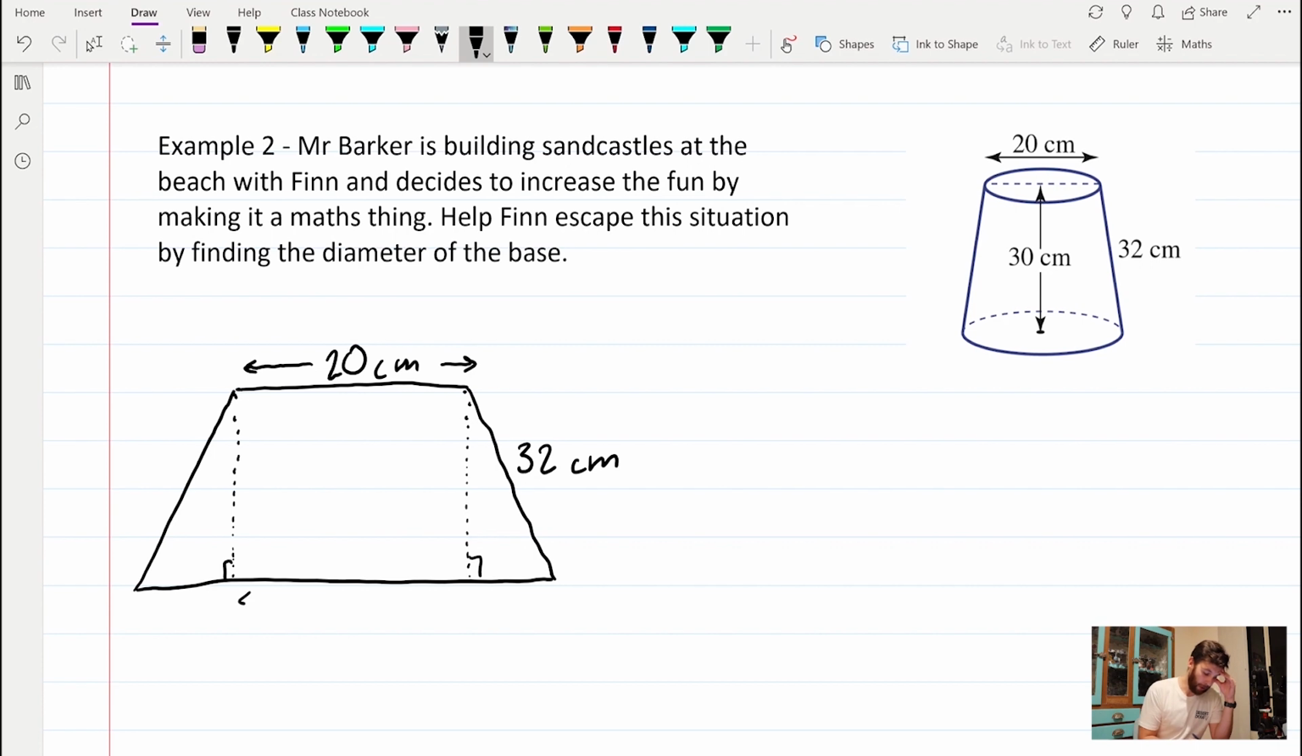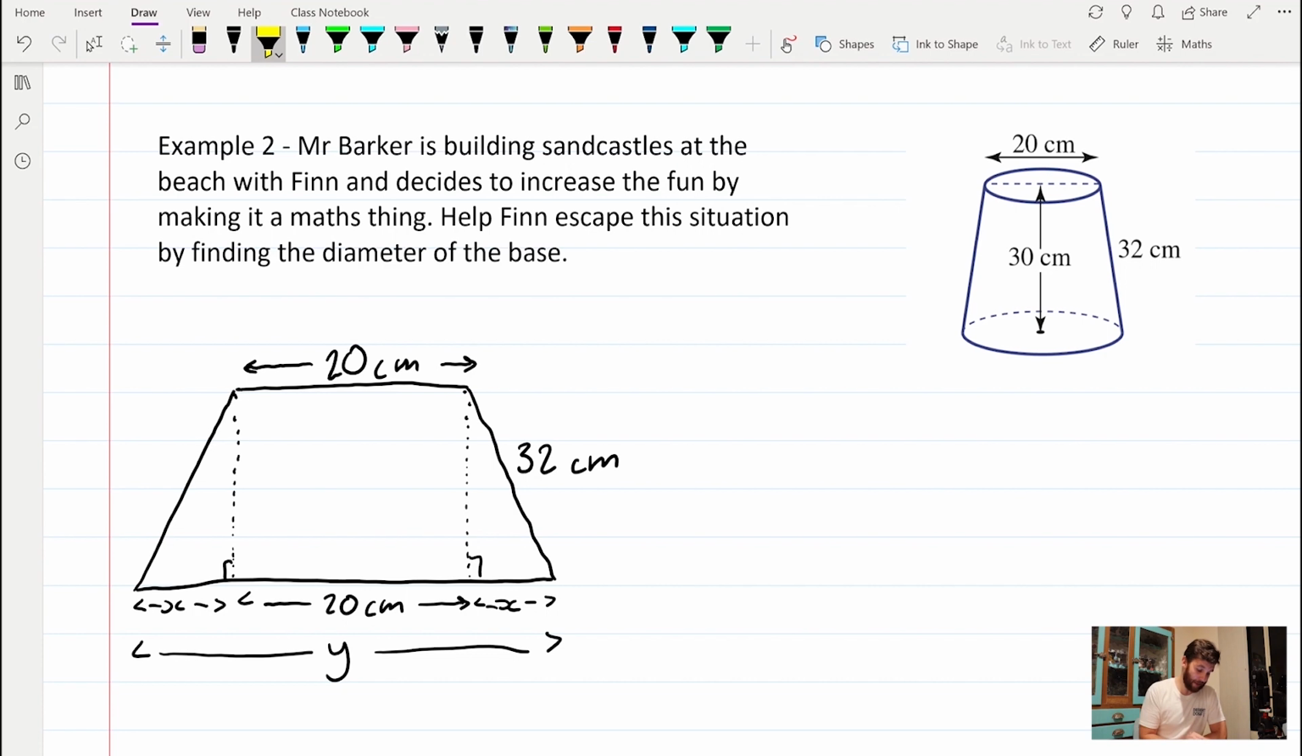I know that along the bottom there we've got 20 centimeters because it's the same as on the top. Now if I can find the base length of the triangle, because they'll be the same on each side because I've halved it, and add those together to the 20 that I've already got, that's going to give me the diameter of the entire base and therefore the answer. So that Y there is what I'm looking for.